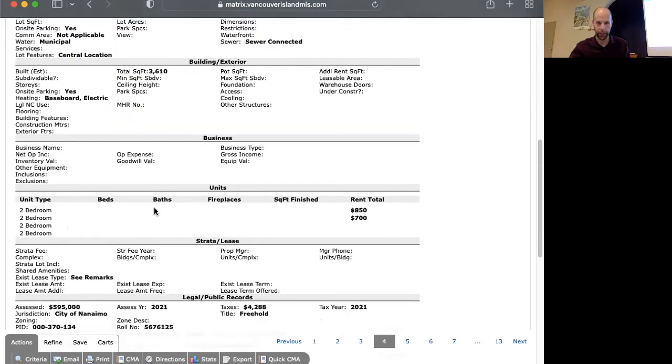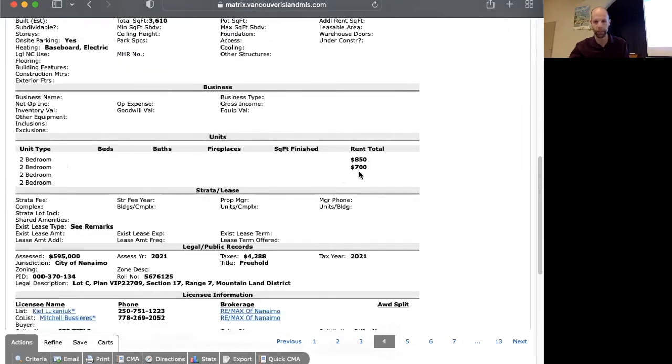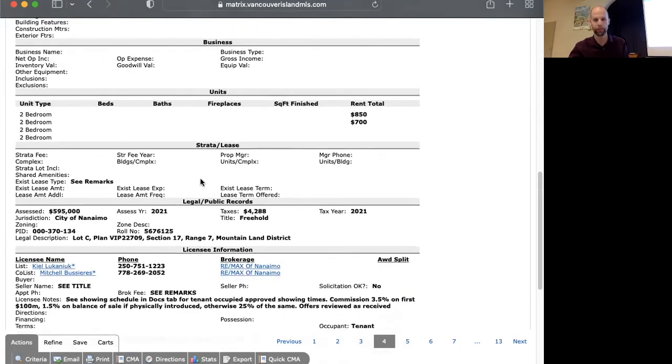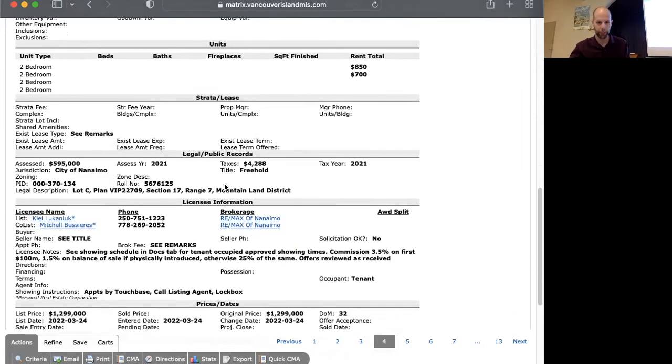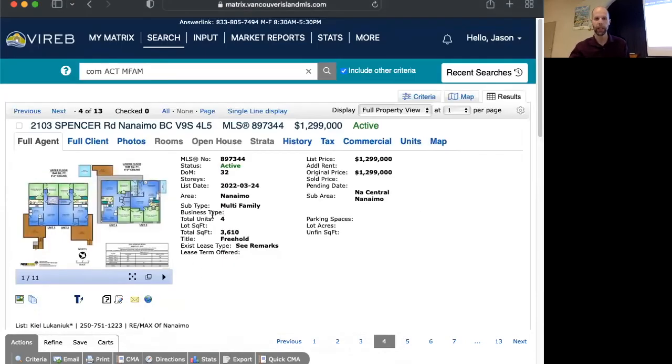I always like to go down to, so you can see they've put in the units here. Actually, this would be publicly viewable. They've put the rents in for the units. That's 2-bedroom units for 850 and 700, very low. And then licensee notes, they usually put information about showing property, financial information about the property. So that's kind of the difference of the stuff that I see.